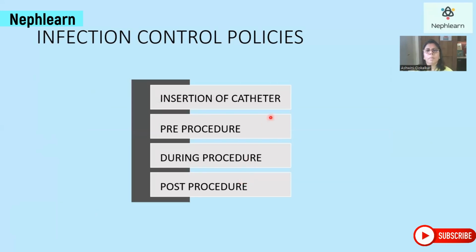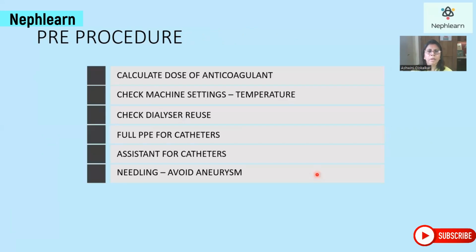We have already spoken about insertion of the catheter, but there are also infection control policies related to pre-procedure, procedure, and post-procedure. In the pre-procedure, it is very important to calculate the right dose of the anticoagulant. Very often it has been seen that the anticoagulant dose is deficient, in which case clotting or thrombus formation is commonly seen.